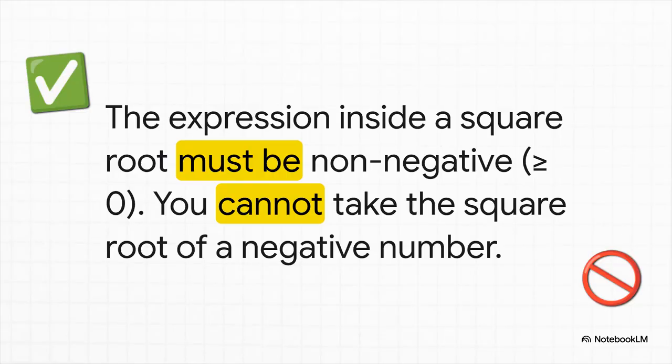All right, rule number 1. This is a big one. The square root rule. You've got to remember that you cannot take the square root of a negative number. Not in the real number system anyway, it just doesn't work. So the rule is simple.